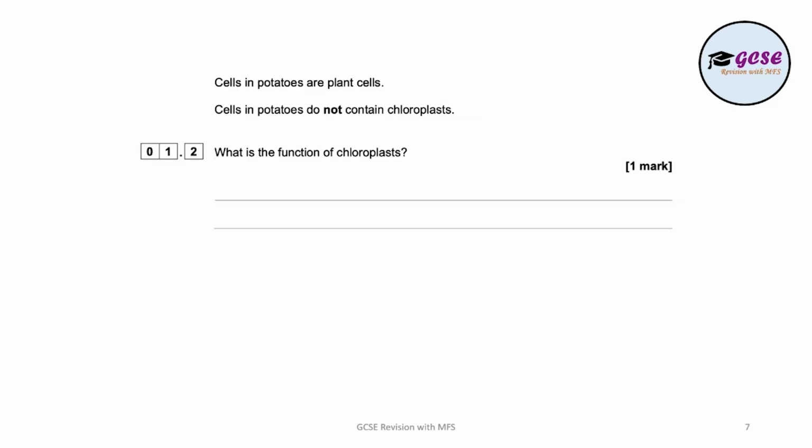Okay. Another question, cells in potatoes are plant cells. Cells in potatoes do not contain chloroplasts. What is the function of chloroplasts? Okay, just have a think about it again. I'll just give you 30 seconds and then I'll go through the mock scheme with you. Okay, there's one specific word we are looking for here.